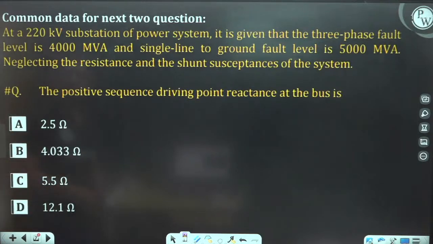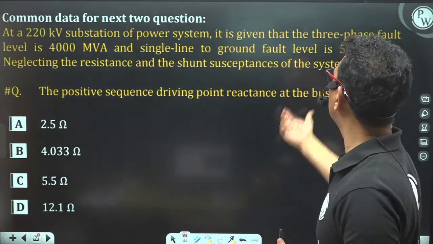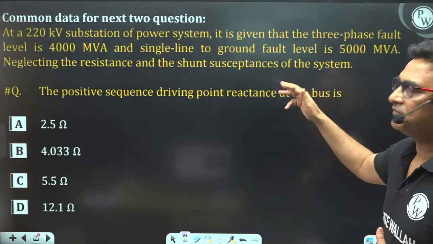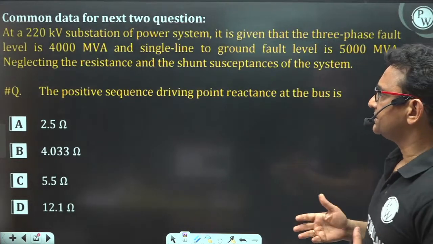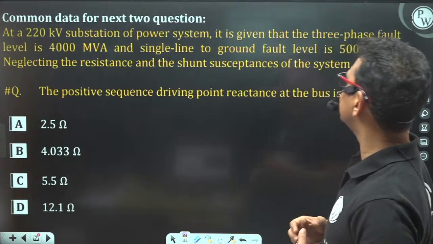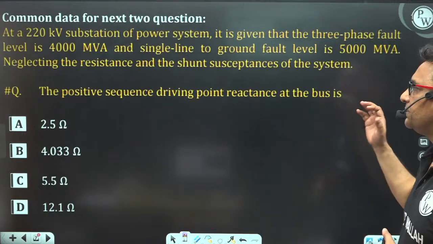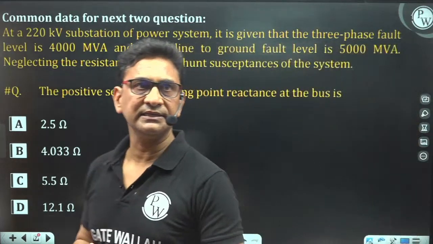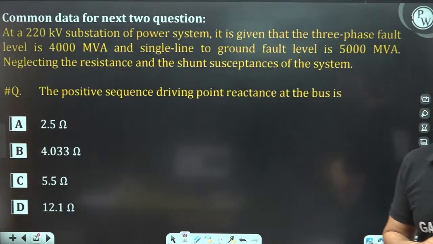So, here we have two questions which have the common data. The common data for the next two questions. At a 220 kV substation of the power system, it is given that the three-phase fault level is 4000 MVA, and the single line to ground fault level is 5000 MVA. So, fault level for the three-phase fault as well as for the single line to ground fault is given. Neglecting the resistance, we will consider only reactance and the shunt susceptance of the system. What is the positive sequence driving point reactance at the bus? That means you have to find out the value of x1.